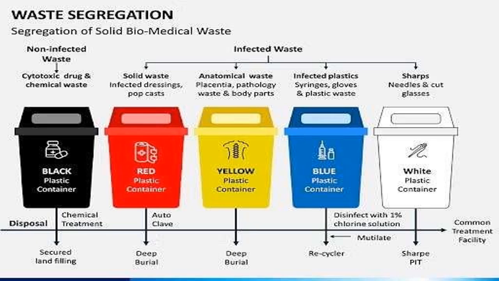The next one is the infected waste category, which includes four containers: red, yellow, blue and white. The first one is red, which includes solid waste, infected dressings and POP cast, with autoclaving and deep burial. Then anatomical waste, including placenta, pathological waste and body parts. That container color is yellow, and the treatment is deep burial.